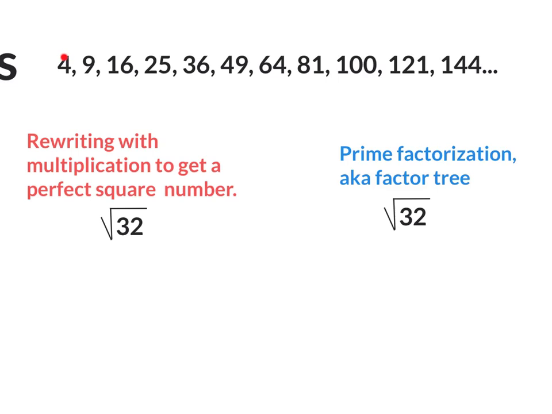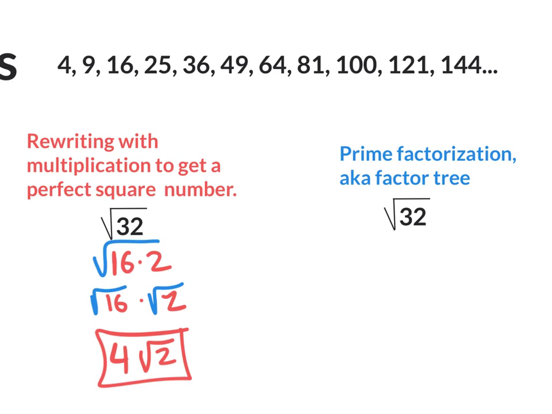Remember, go for the highest perfect square number. Will 9 times something give you 32? No. Will 16 times something give you 32? Yes. 16 times 2. So if you go 16 times 2, then you could split the root. So you're going to have the square root of 16 times the square root of 2. And of course, the square root of 16 is 4, and the square root of 2 just comes down. And that's your answer, right?